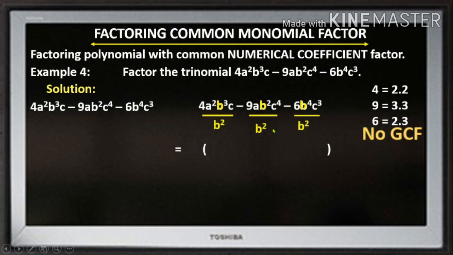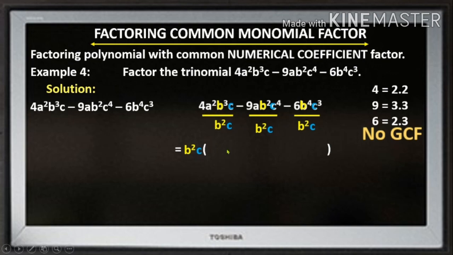Okay, so b squared is our common factor, which we are going to use to divide all of the terms. But let's look at here. c is also common, but in the first term, c is in the first degree. In the second term, c is in the fourth degree. And in the third term, c is in the third degree. Okay, now c in the first term has the lowest degree. So the variable with the lowest degree will be used as the common factor. Okay, so we have here now b squared c as our common factor, and we use that one to divide all the three terms.